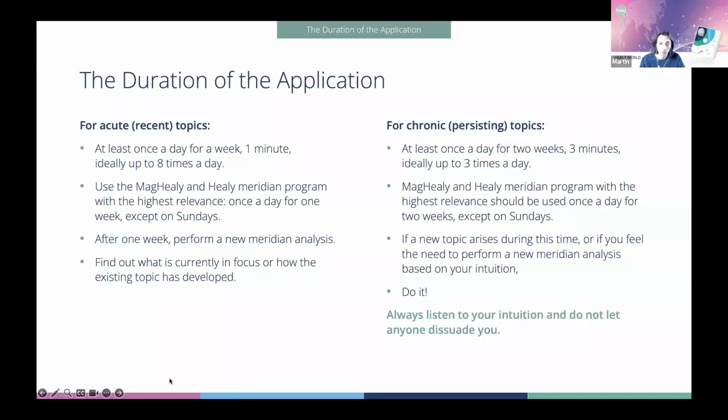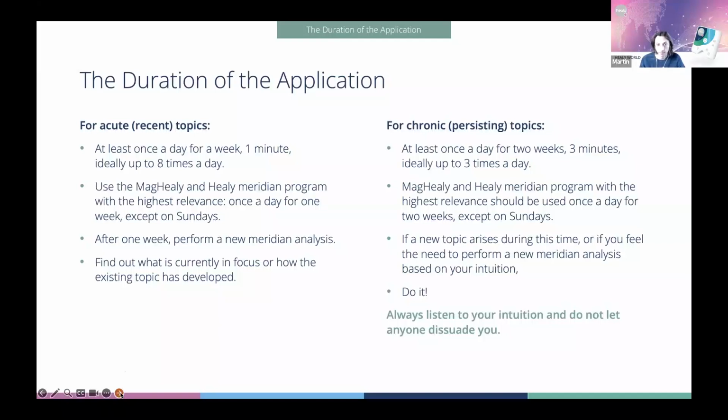And after 1 week, you perform a new analysis, and then you find out what's basically a new focus. Or if something happens anytime, you can of course do an analysis anytime. As for the chronic topics, it's 3 minutes harmonization in the information field 3 times a day, ideally, and of course 2 weeks instead of 1 week.